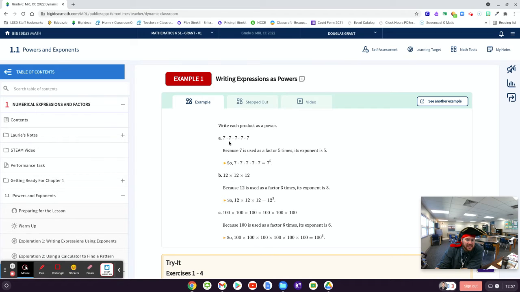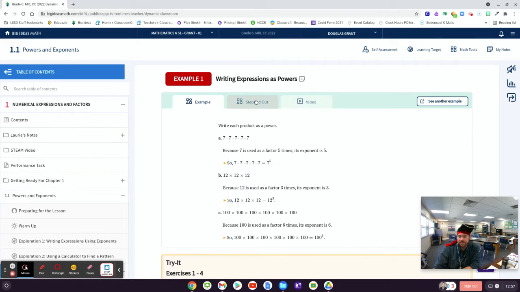So if you have 7 times 7 times 7 times 7 times 7, you could write that as 7 to the 5th power, because there's 5 7s that are all being multiplied together. If you have 12 times 12 times 12, that's 12 cubed, or 12 to the 3rd power, because there are 3 12s all being multiplied. That answer is not 36, by the way. It's a very big number. And then this last example here, 100 times 100 times 100 times 100 times 100 times 100. You would write that as 100 to the 6th power, because there's 6 hundreds all being multiplied together.